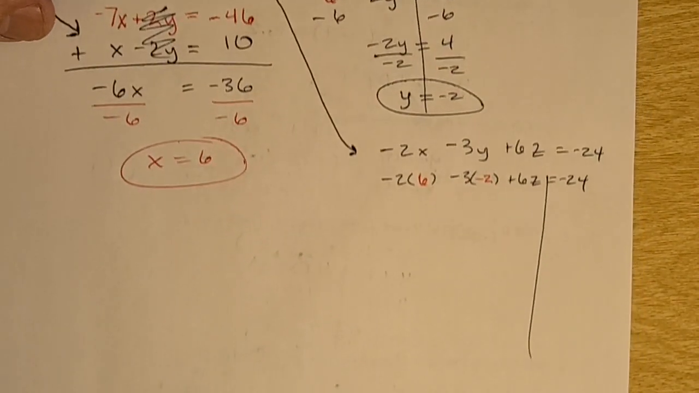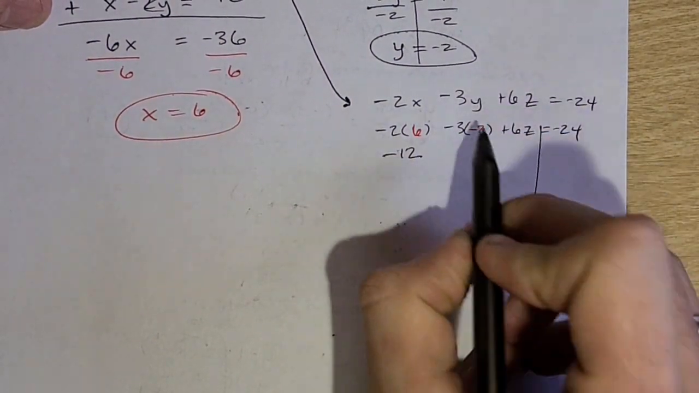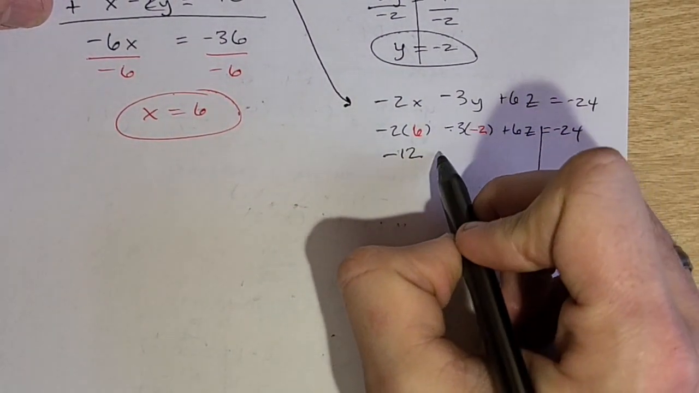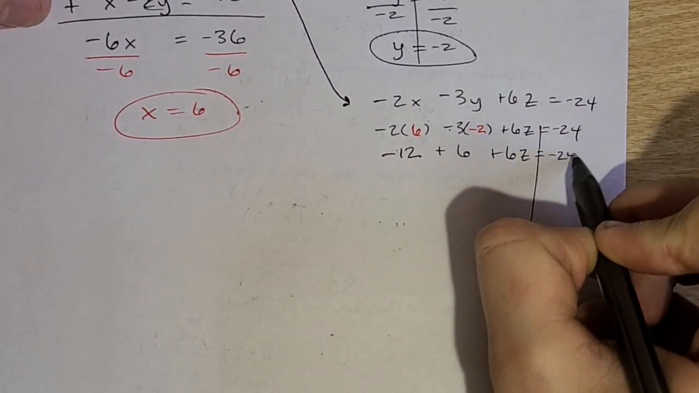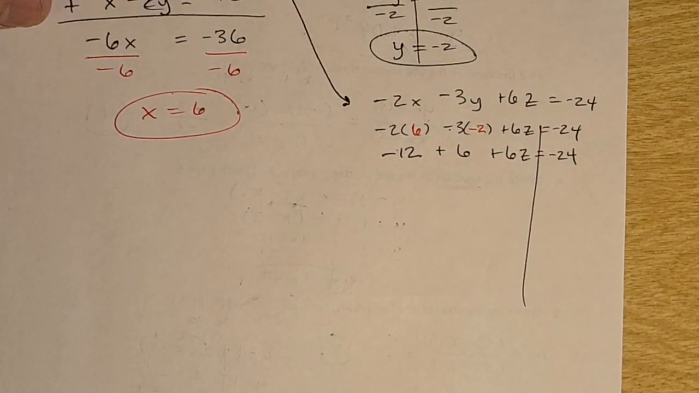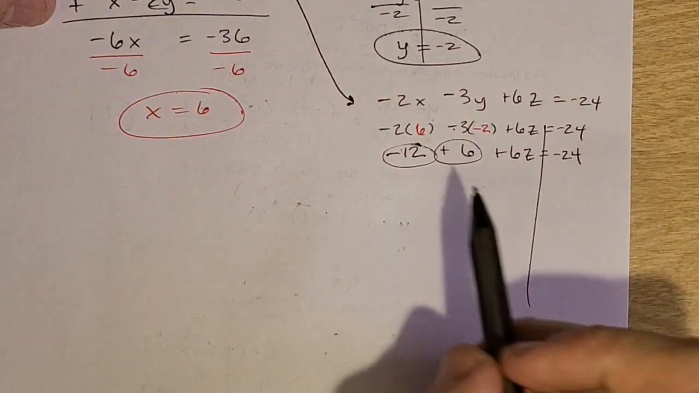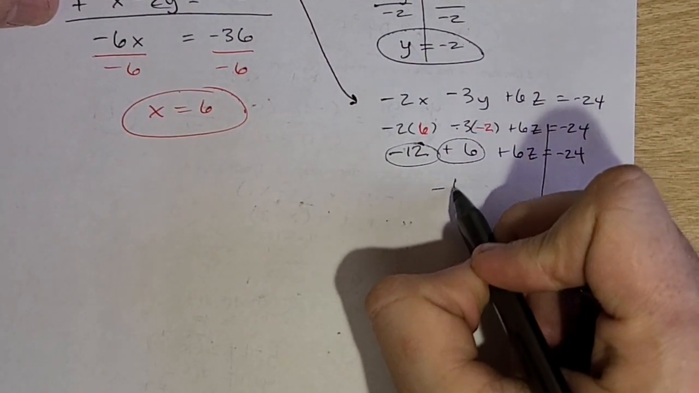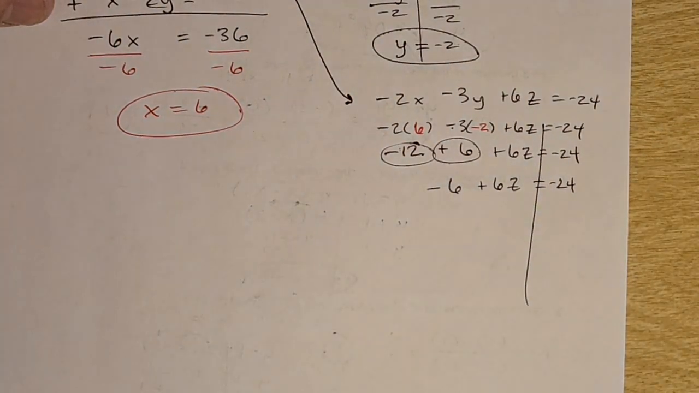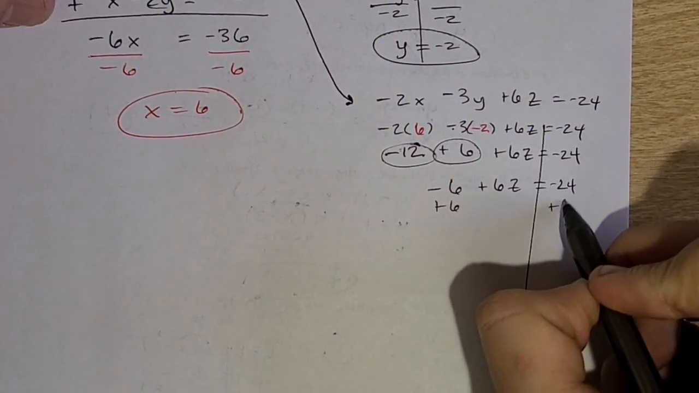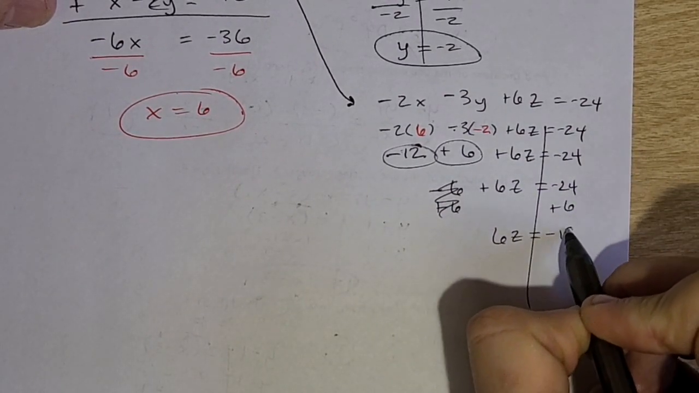And now we solve. So negative 2 times 6 is a negative 12. Negative 3 times a negative 2 is a positive 6, plus 6z equals a negative 24. I can take negative 12 and 6, and I can squish them together. Negative 12 plus 6 is a negative 6. Now I'm going to add 6 to both sides, and I get 6z is equal to negative 18.